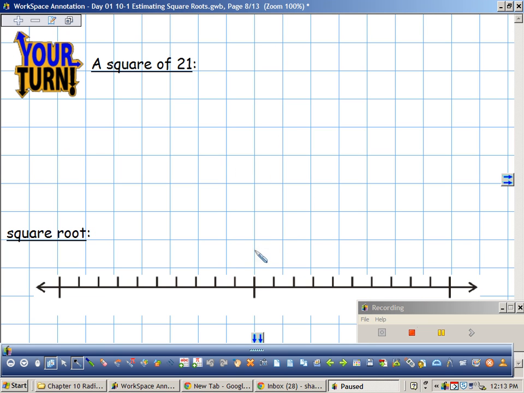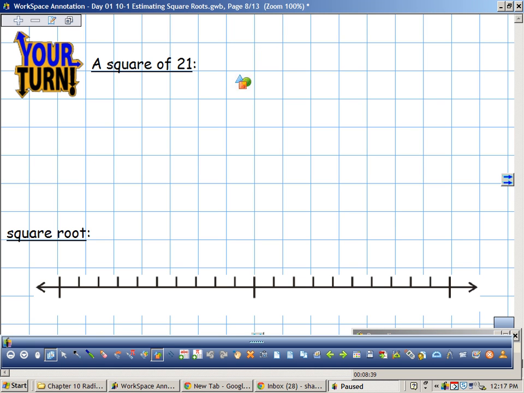A square of 21. I want to see 3 squares. Okay. Just like we did in the previous example, you should have a square that's smaller than 21, a square that you're trying to make out of 21, and then a square that's larger than 21. So take a moment to do that.